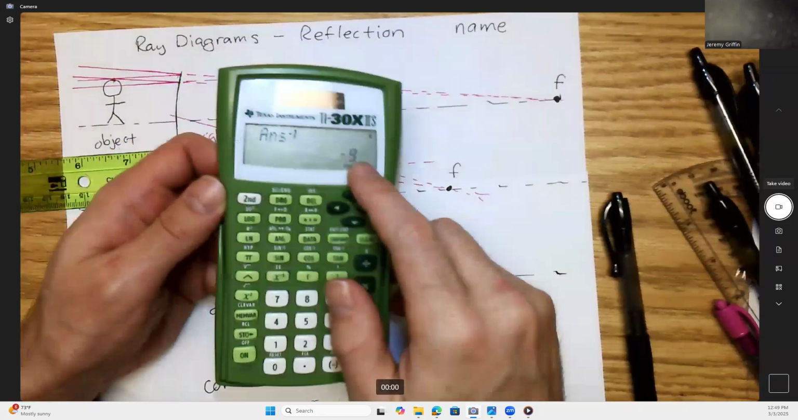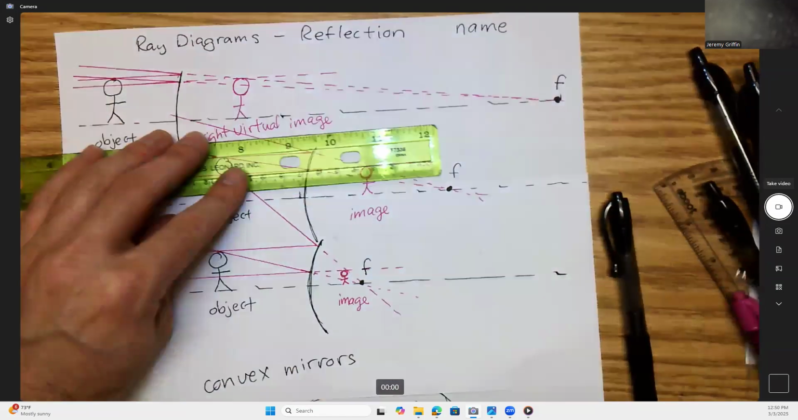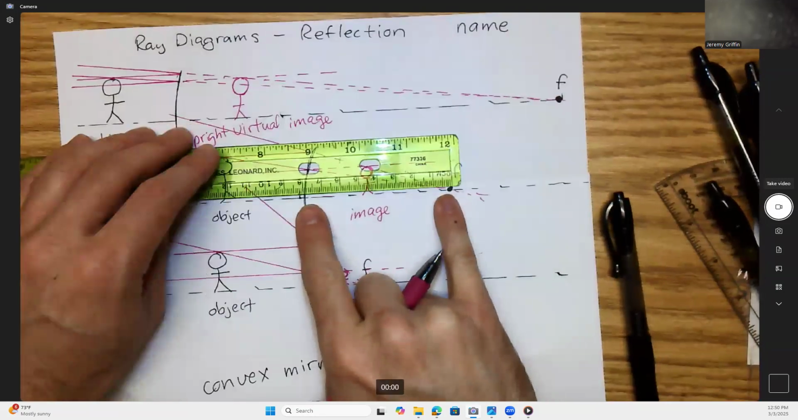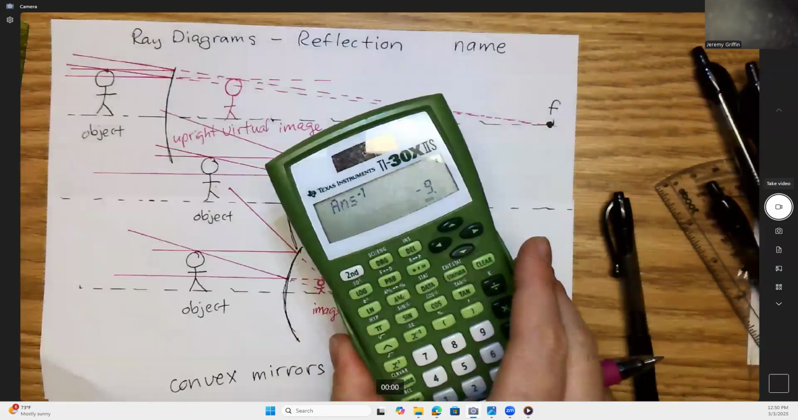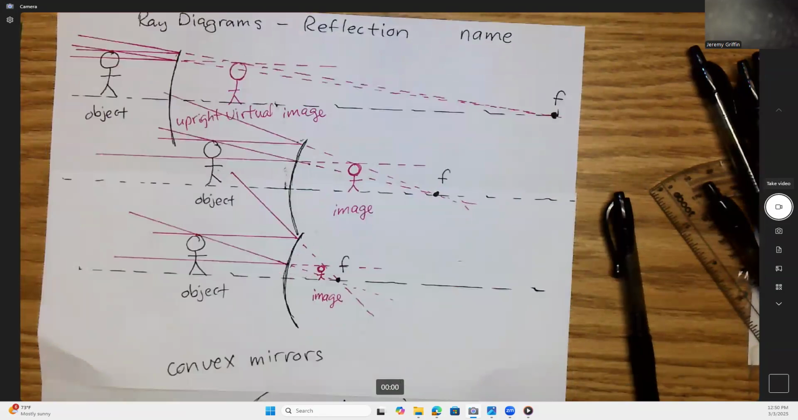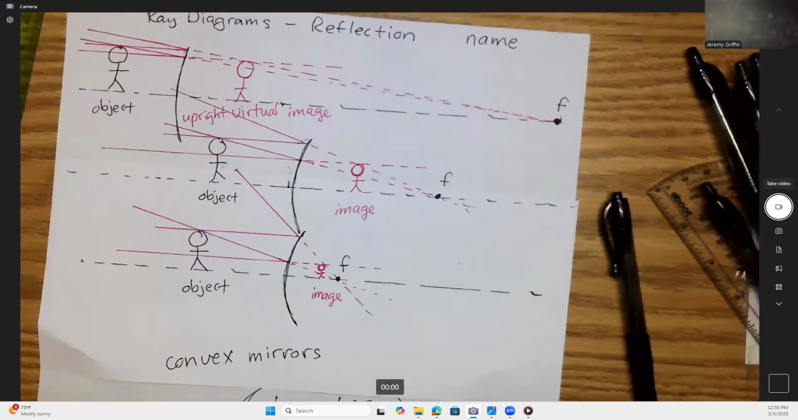It's negative. It says about negative 9 centimeters out. Oh yeah, and my diagram showing about negative 8 centimeters. The math says negative 9. That's pretty close. I'm good with that. Everybody get it so far? All right.